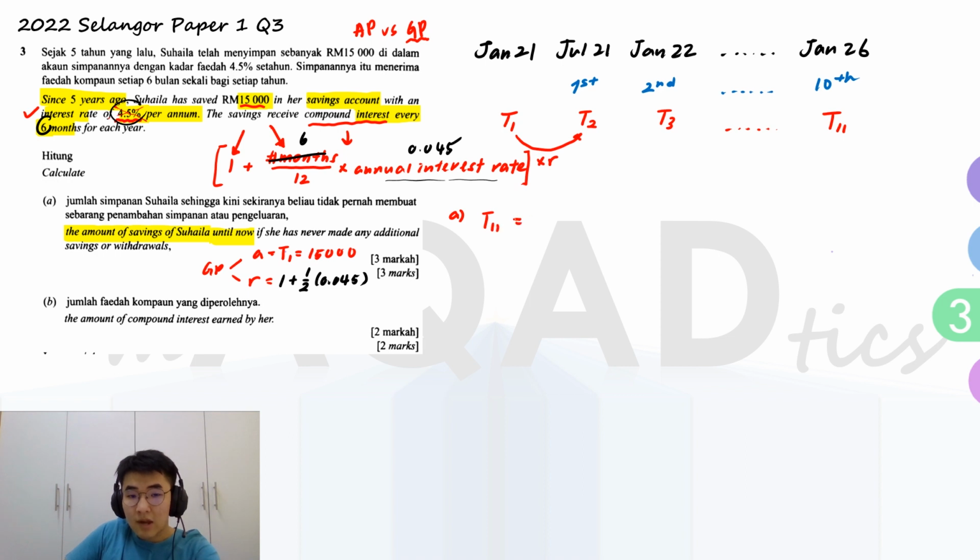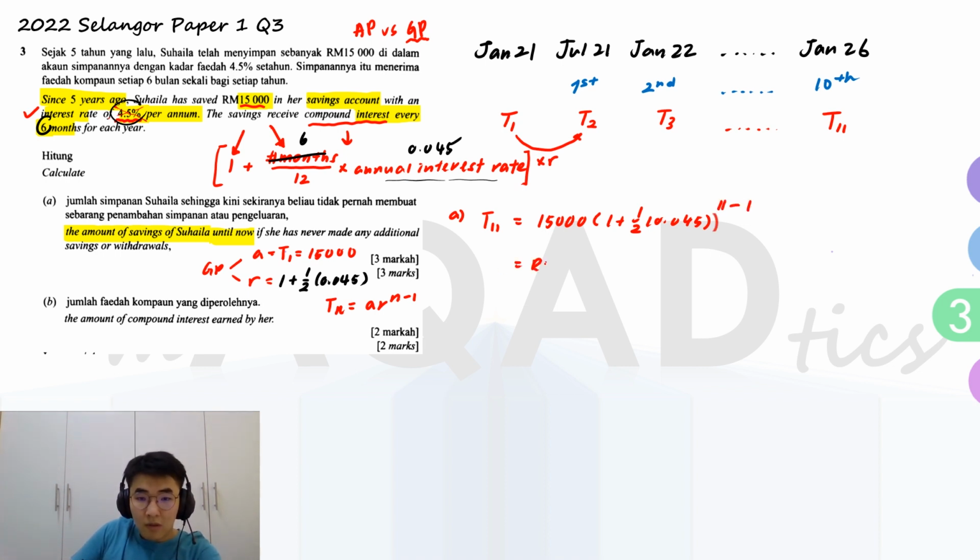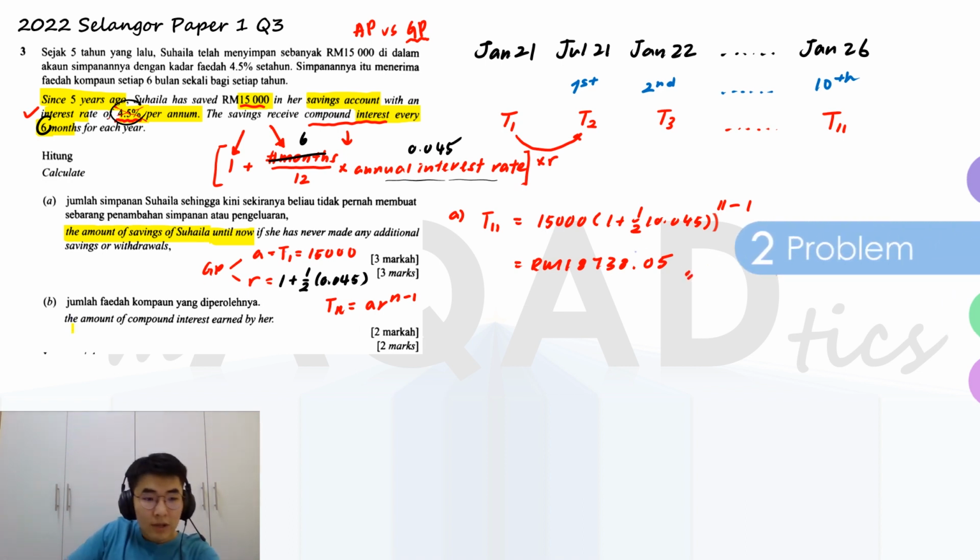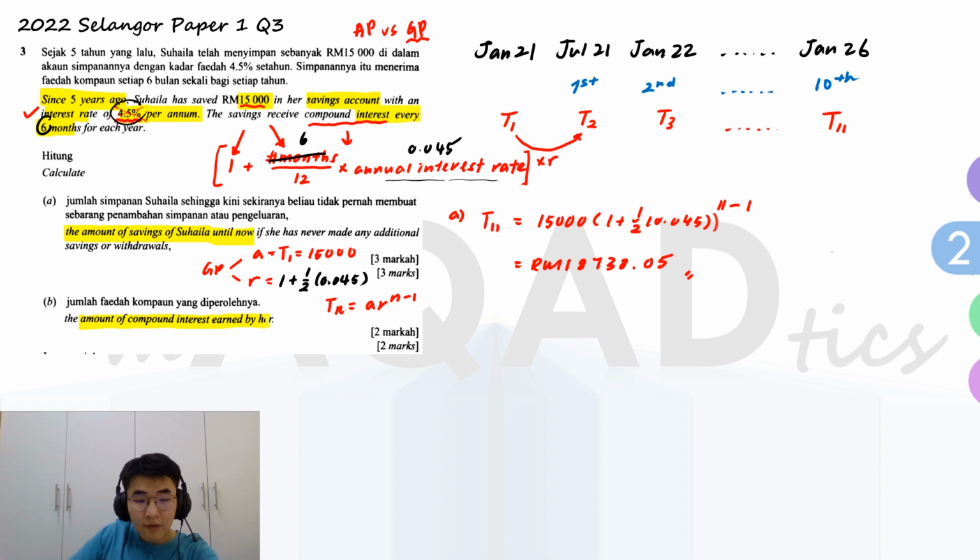We can calculate T11. So for geometric progression, Tn's formula is ARn minus 1. So here A is 15k, R is the interest that we calculated just now, and N, which is 11 minus 1. So in total, the amount would be 18738.05. So part B, we need to find the amount of compound interest earned by her during these 5 years.